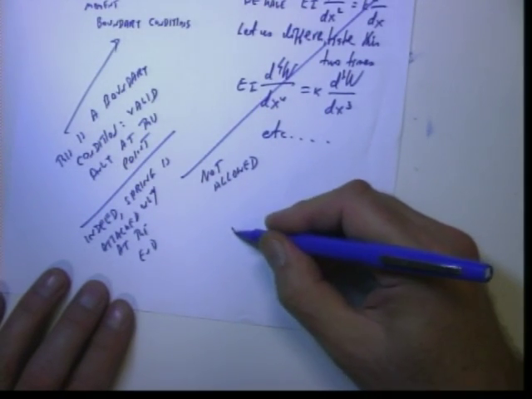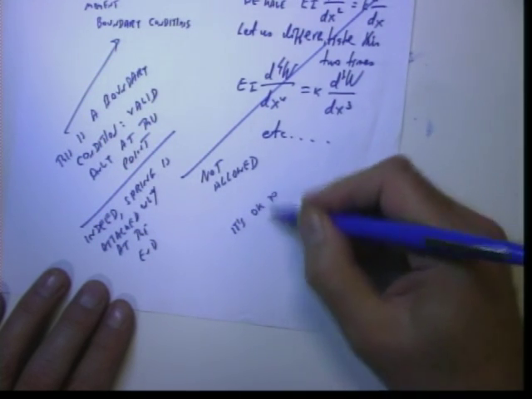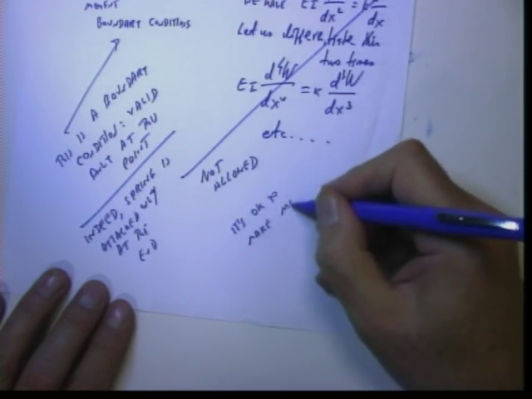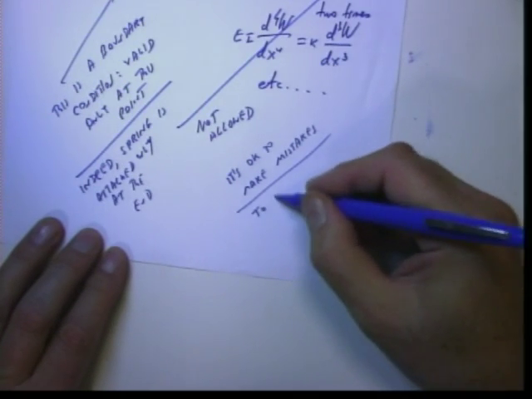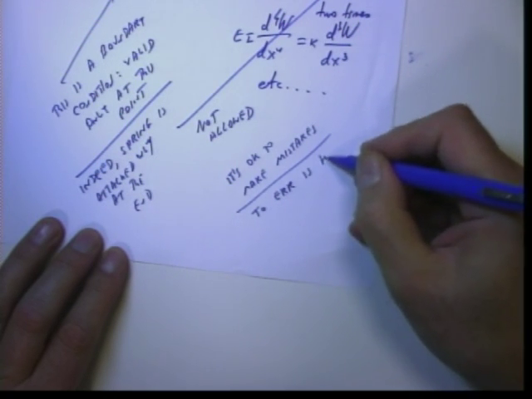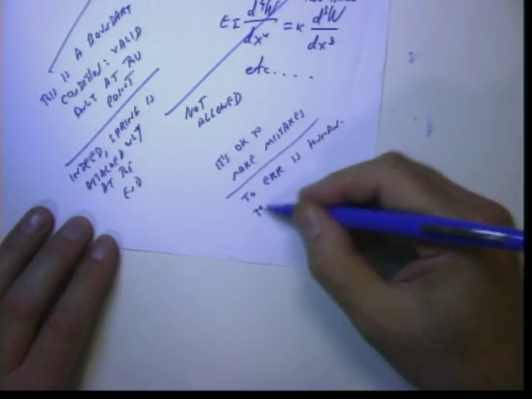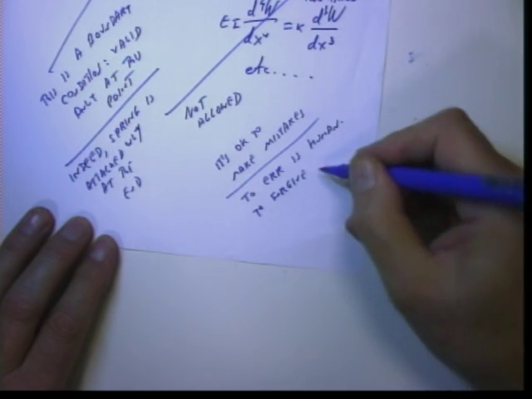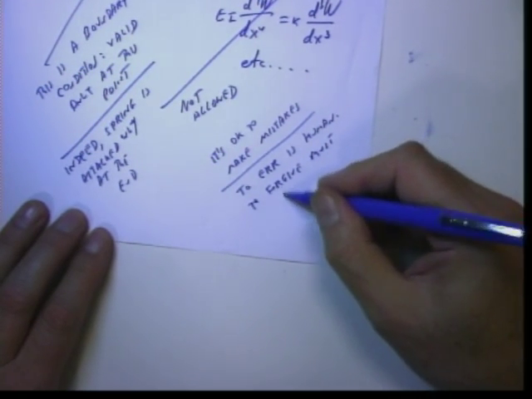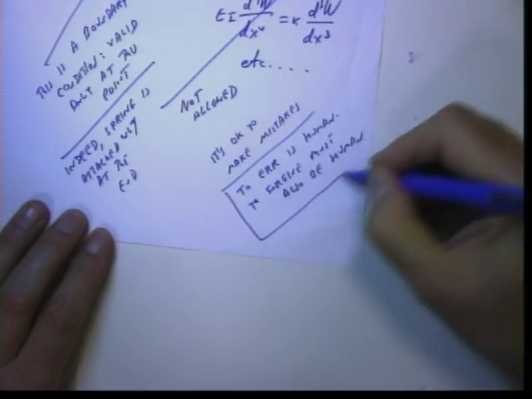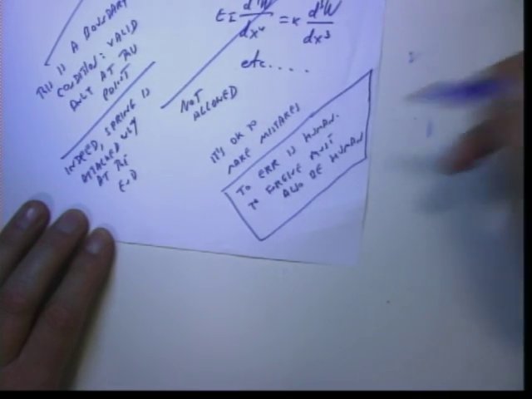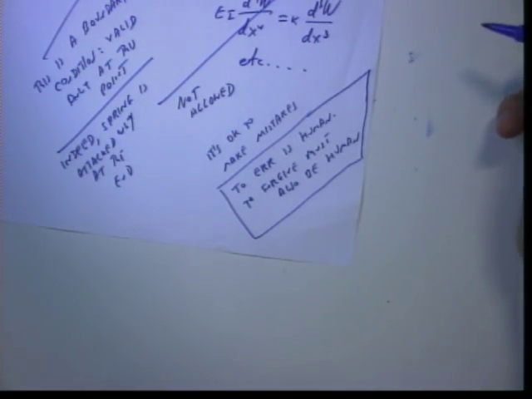But it's okay. It is okay to make mistakes. Like we say, to err is human. To forgive must also be human. Okay? In contrast to a proverb which says something else. Okay.